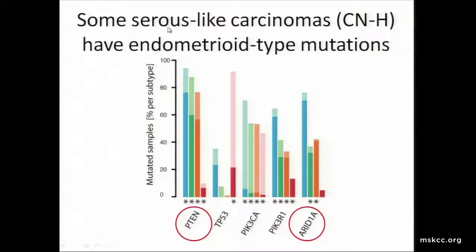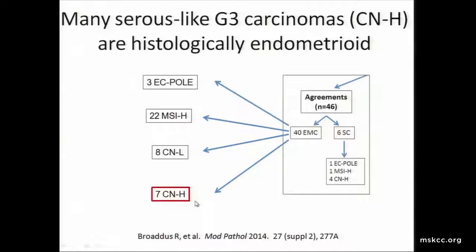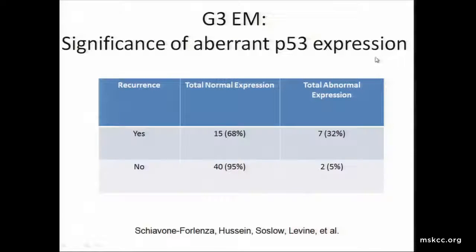Well, to answer some of these questions, it turns out that some serous-like carcinomas in cluster 4 do have endometrioid type mutations such as PTEN and ARID1A. So at least from a genomic perspective, the answer is yes. There are some genomically endometrioid carcinomas that populate the CN high group. Are there any CN high tumors that actually look like endometrioid adenocarcinomas under the microscope? Take my word for it. Yes, they do. At least Russell and I were able to agree in 7 cases that these tumors were definitely high-grade endometrioid carcinomas, despite the fact that from a genomic perspective, they were serous-like.